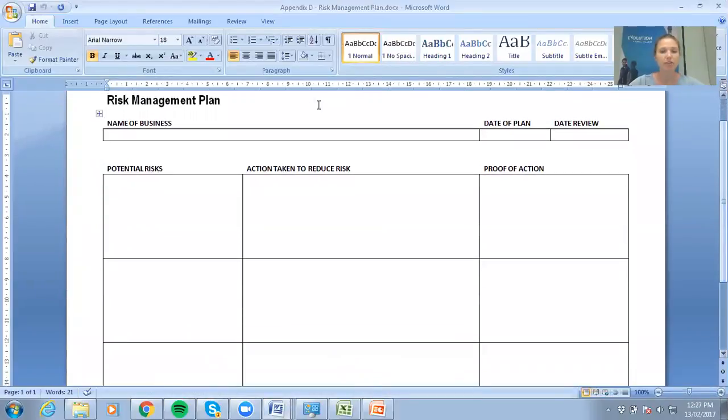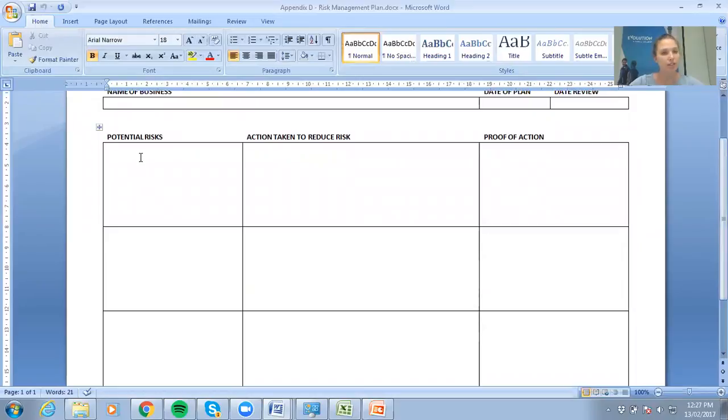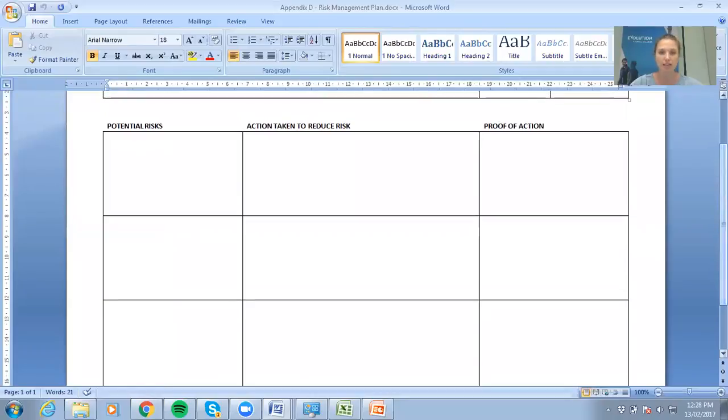Alrighty. So up the top here, you need to put the name of the charity, the date of the plan, and the date of review. With this one, you need to come up with at least 3 potential risks on this management plan. When you do list your potential risk, again, don't just state the risk for us, give us some detail around the risk so we have a really good understanding of what it is.